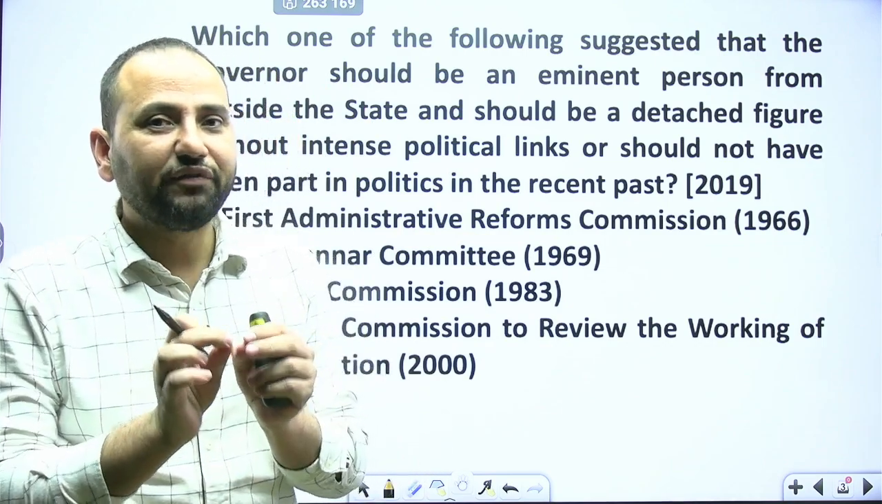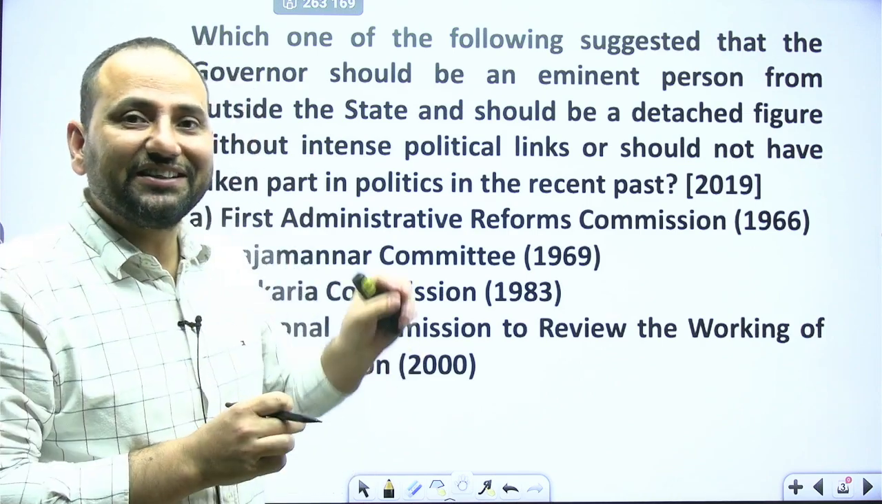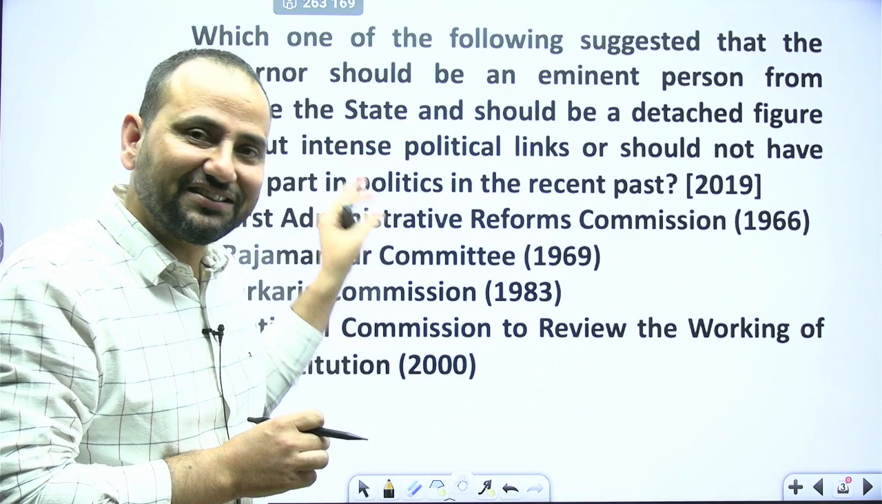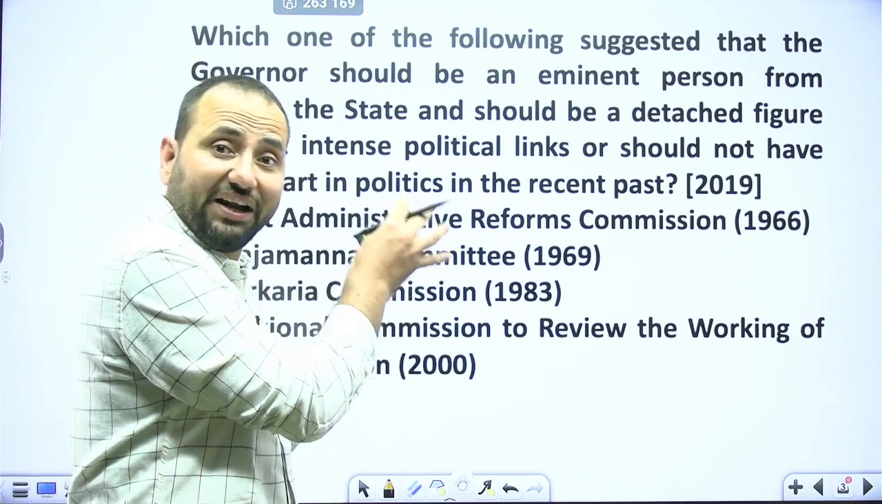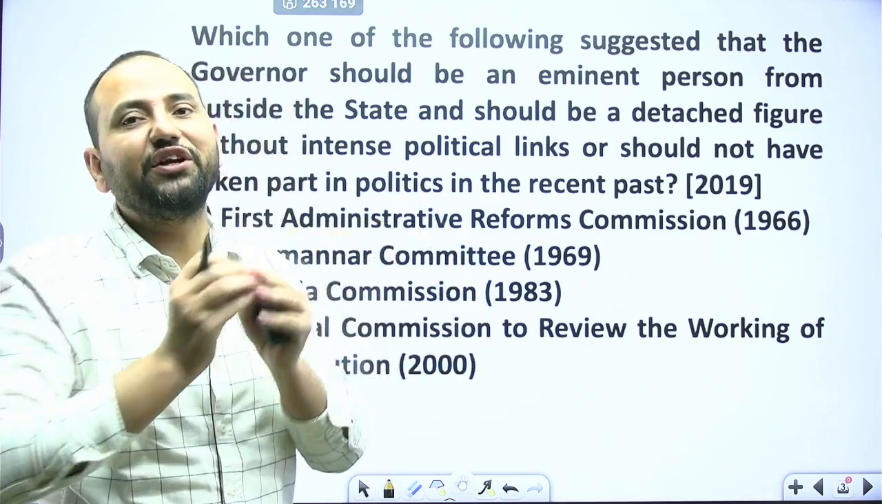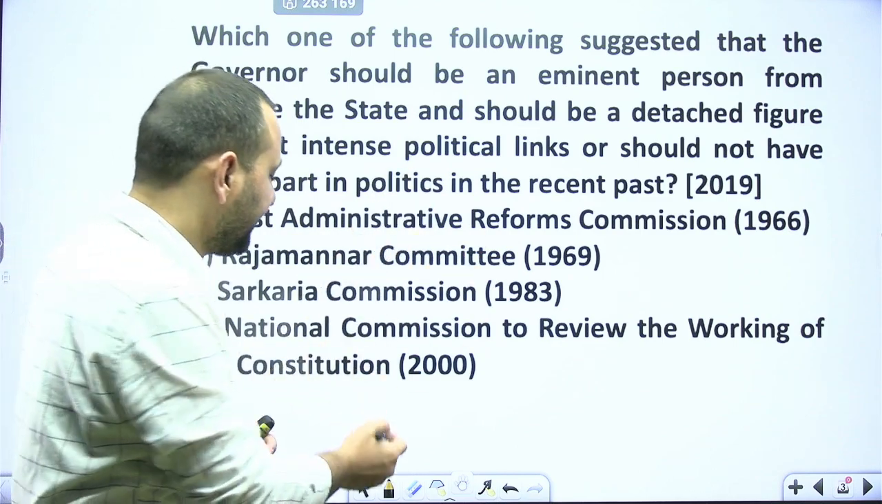Now, when you talk about this structure of governor, you will see that it brings us a lot of questions in the examination. And when you see these questions, you will automatically be able to understand the dimensions which we need to cover. For example, just see this question which was asked in the UPSC 2019 prelims examination.